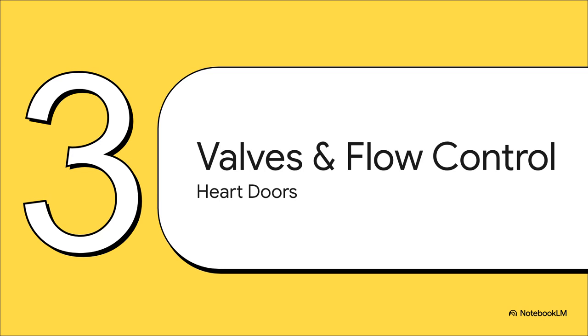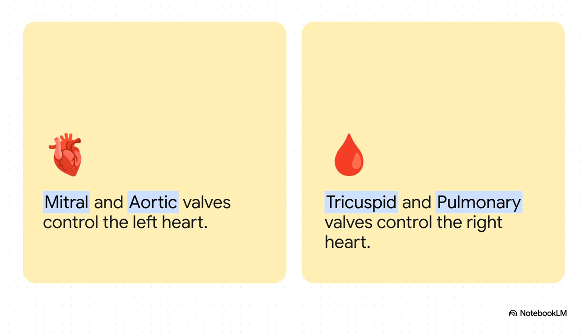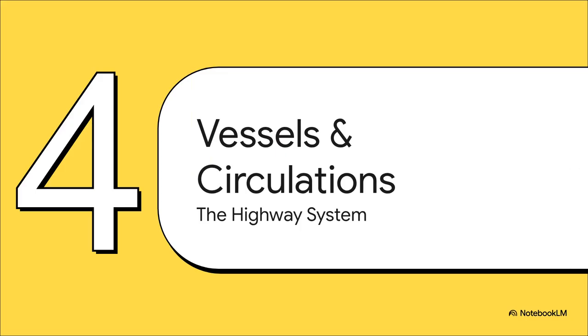We've got the chambers mapped out, so let's look at the anatomical doors controlling the flow between them. By spatially anchoring the mitral and aortic valves strictly to the left heart and the tricuspid and pulmonary valves to the right, you honestly gain a coding superpower. You'll instantly know which side of the heart is being operated on when you spot these specific terms buried deep in a complex, multi-page surgical note. Section 4, vessels and circulations.